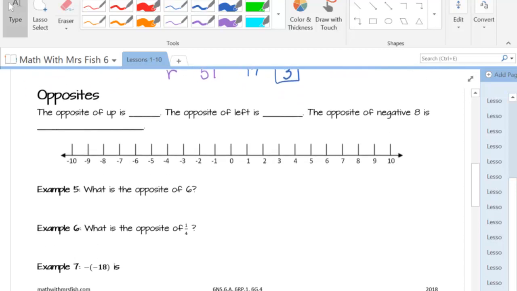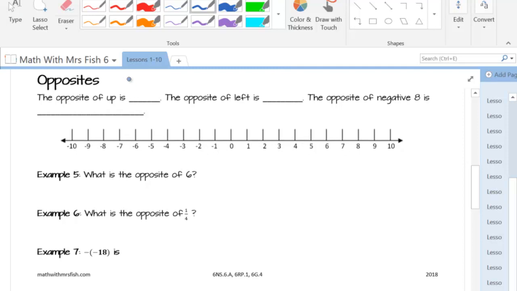Opposites, new topic. The opposite of up is down. The opposite of left is right. The opposite of negative 8 is positive 8. Opposites, it's that easy. Let's take a look.